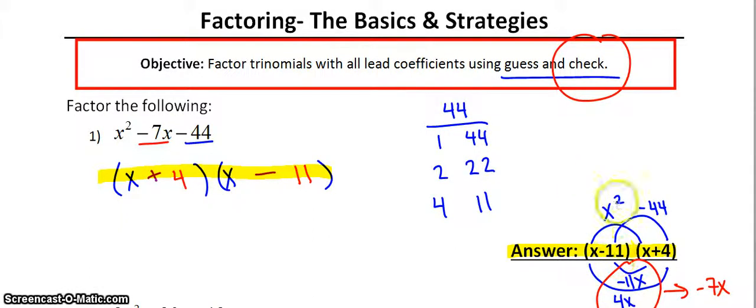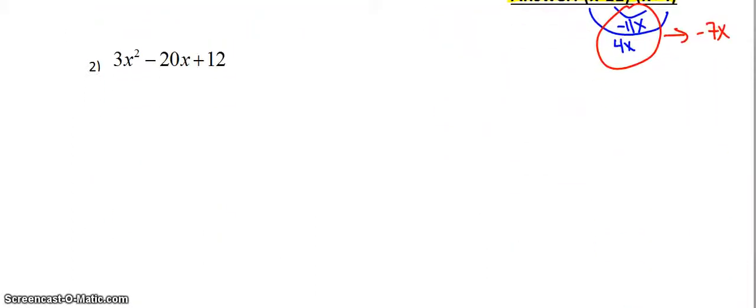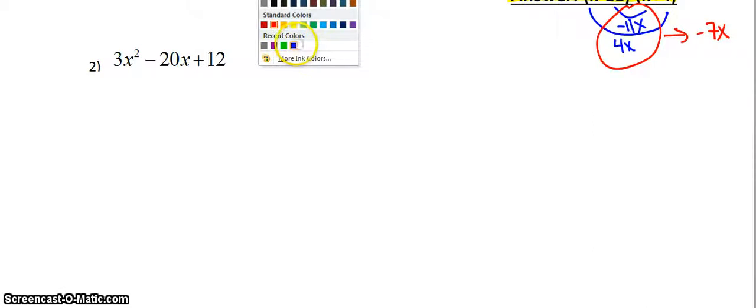The only reason I didn't is because we already kind of FOILed out the answer that was given to us. So make sure in the future you check your answers, and I will show you why in a bit. Now we're going to look at a little bit more challenging example.